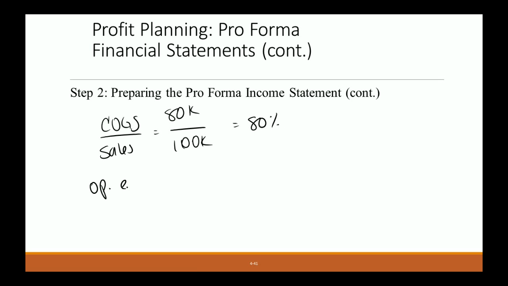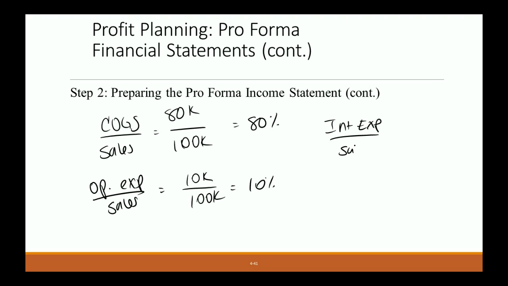We'll do the same thing for operating expenses. Look at them as a percentage of sales. Operating expenses are $10,000. Divide that by 100,000 in sales, and that gives you 10%. Our interest expense is 1,000 over our sales of 100,000, and so that's 1%. And so now we can use these numbers to translate our sales forecast.